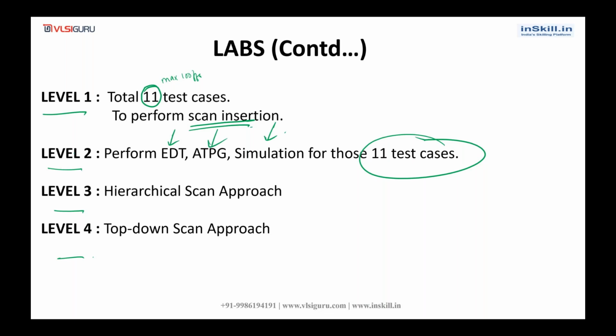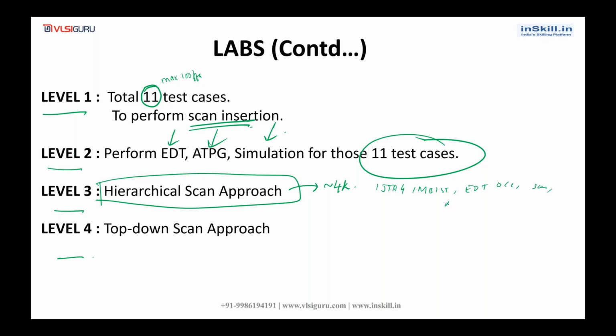Level 3 projects use the hierarchical scan approach. These are test cases with higher complexity, with around 4K flops. In level 3 projects, we'll be doing the complete flow, that is JTAG, then MBIST, then EDT OCC, scan, ATPG, simulations. Everything we will be doing in our level 3 projects. It's a bottom up approach. Complexity is high. So JTAG, MBIST, OCC, all those insertions we will be doing here.